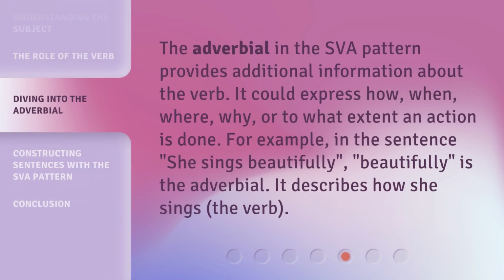The adverbial in the SVA pattern provides additional information about the verb. It could express how, when, where, why, or to what extent an action is done. For example, in the sentence, "She sings beautifully," "beautifully" is the adverbial. It describes how she sings, the verb.